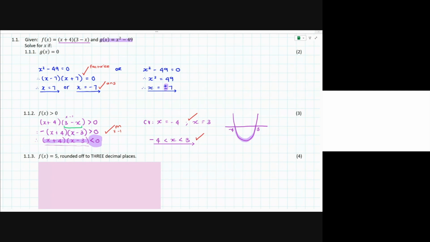Ma'am, on 1.1.2, why did we divide by -1? Okay, so remember, we always want the sign in front of my bracket, so essentially the A, to be positive. So that's why we want to get rid of that negative, because we don't actually want the negative there. So we'll divide both sides by -1 so that it becomes positive.